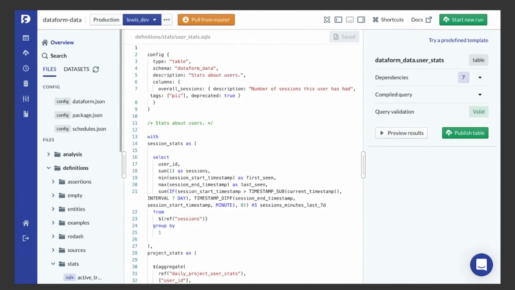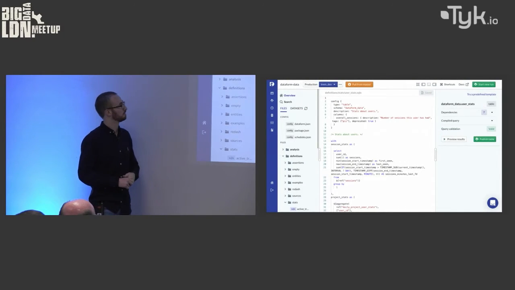We can preview the results. We can publish this table. We can actually see if our query validates against BigQuery. Is the resulting SQL actually valid SQL? Similar to how most SQL IDEs do. And then we have Git controls on the top, so you can actually make a change and push it without having to really go near a command line.